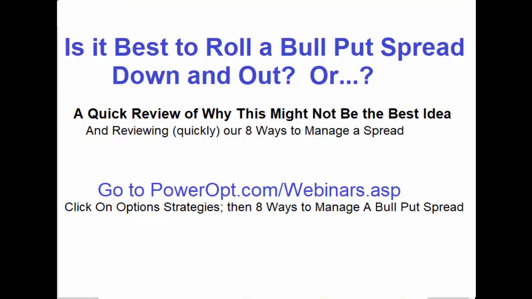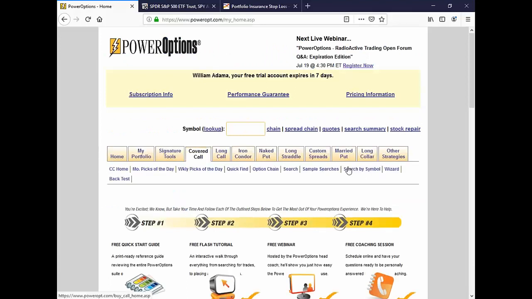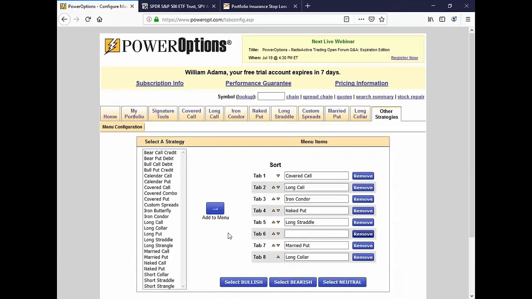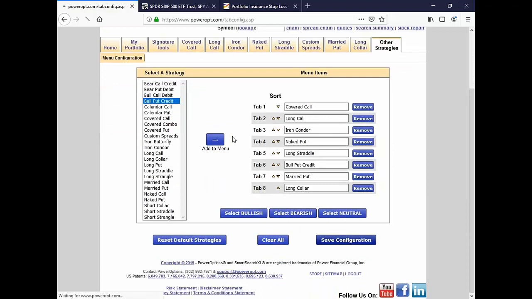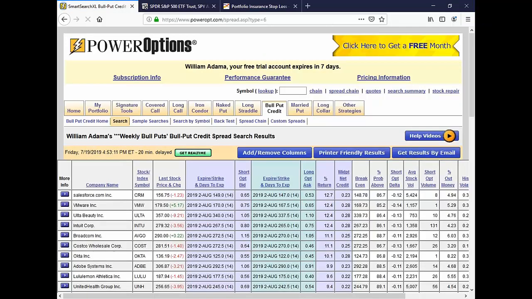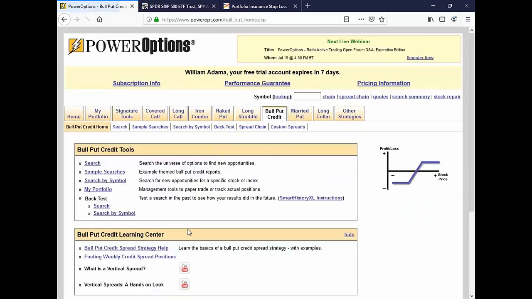I'm going to address this briefly for Ray, and then we're going to get to Shrikant's question. I'm going to add bull put credit spreads back in, and I'm not going to go too in-depth into this, but I just want to have this discussion here. All right, let's go to bull put credit, and let's go to search. I didn't want to go to search. I wanted to go to bull put home. This is just the one side of the Iron Condor, okay?